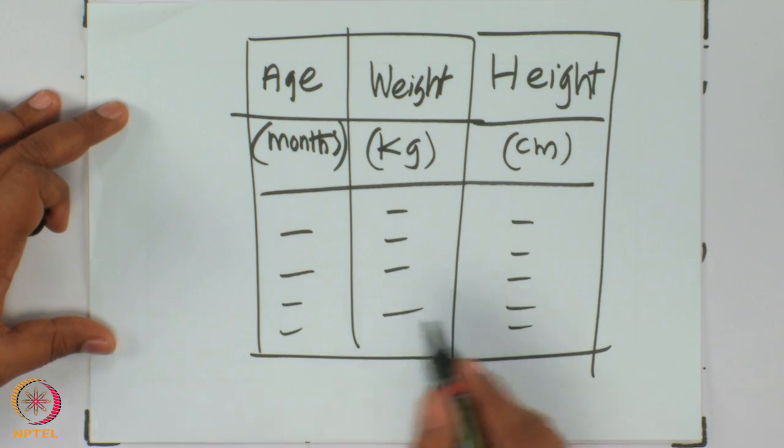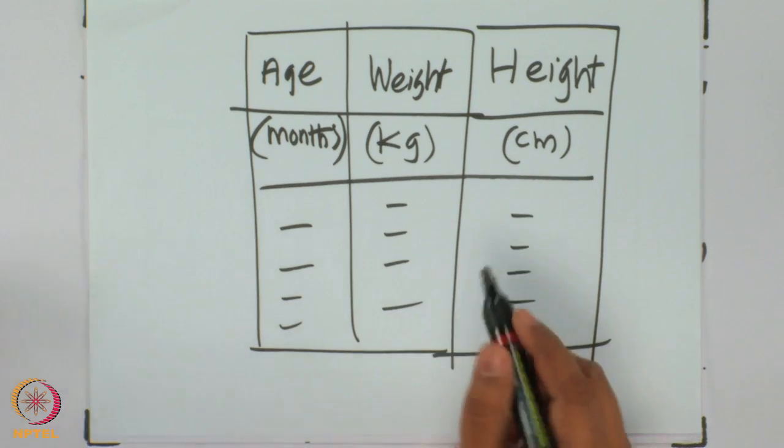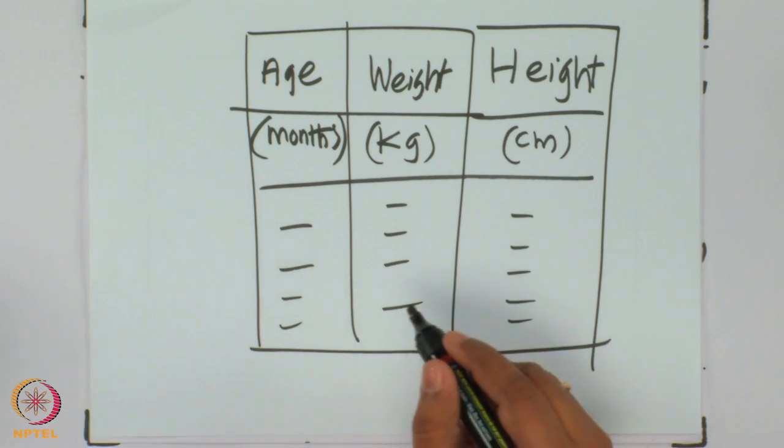One can make such a chart, and all doctors, pediatricians will have such a chart, and there will be a standard chart. If the weight or height is too small, that means there is some growth problem, right? So one can infer some things.